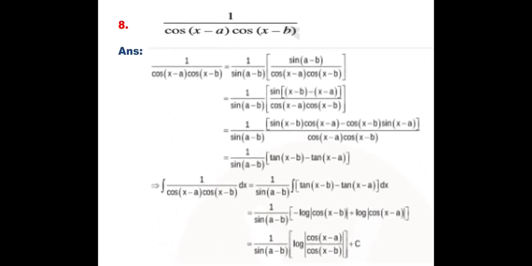plus c. So students, I hope all of you understood today's video lecture where I've explained the technique of integration of trigonometric functions. So students, if you have any doubt, you can contact me.